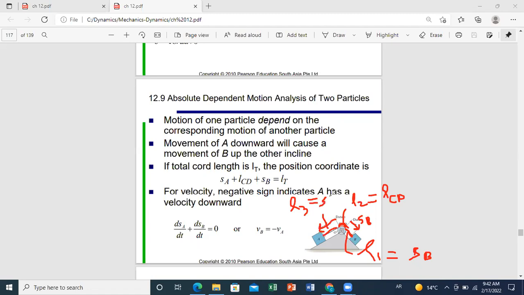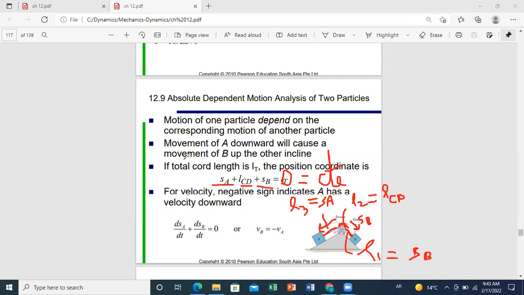Now I can say, since the total length of my chord is a constant, because this is not a spring, it's not elastic, the length will not change. And keep in mind, a cable cannot sustain compression. It can only sustain tension forces. So this cable is in tension, and the total length of my chord, which is a constant, is equal to the summation of L1 plus L2 plus L3. So SA plus length of CD plus SB.